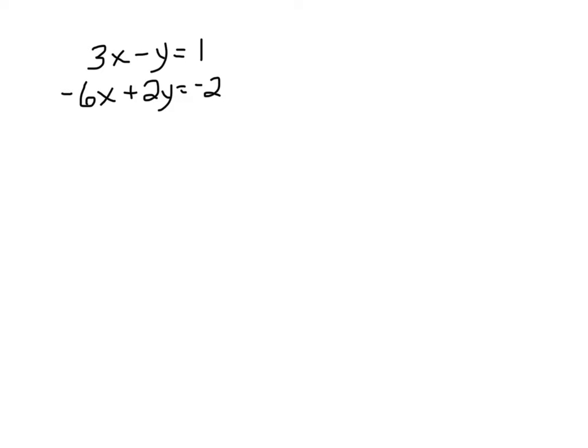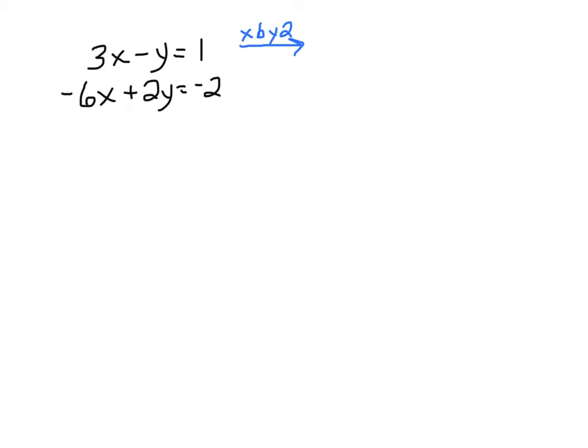Here's another special case that you may run into. Both of the equations I have written here are written in standard form. Since they're both written in standard form, I'm going to use the addition-subtraction method to solve this. As I go through this, I want to get a 6 in front of both of those x's. So I'm going to multiply this very first equation by 2.